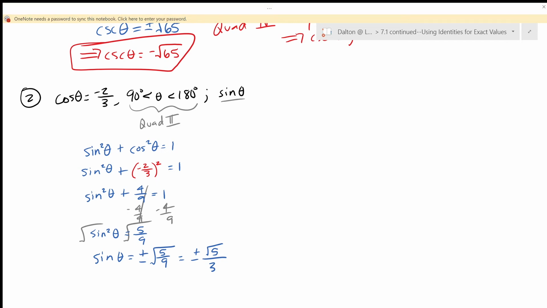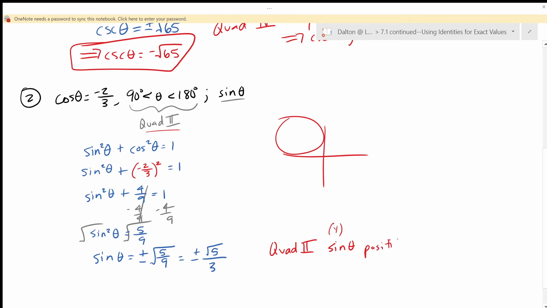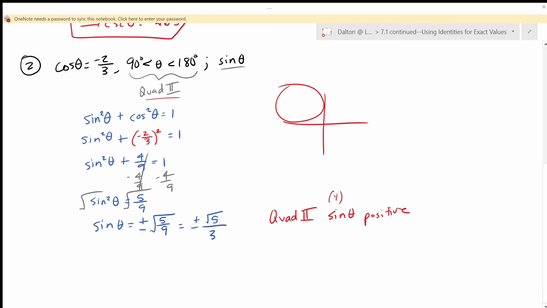Now again, we need to go back to the stipulations of the problem. In quadrant 2, the sine value, dealing with the y's, right? So in quadrant 2, the sine value, the y values, must be positive. Positive. So, why am I doubting myself? Oh, no, that's correct. Okay. Sorry, sine is positive. Therefore, our answer is that the sine of theta is equal to the positive square root of 5 over 3.